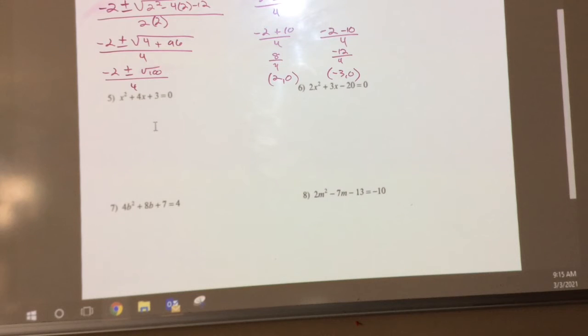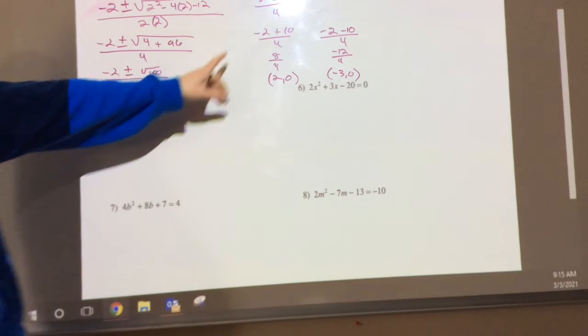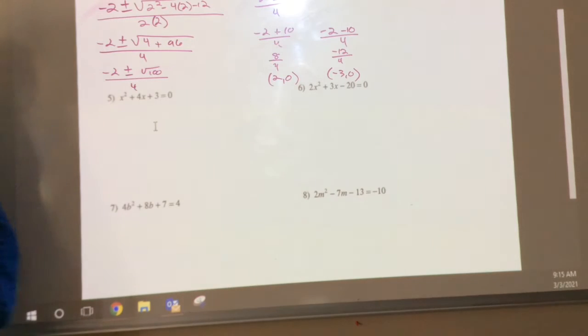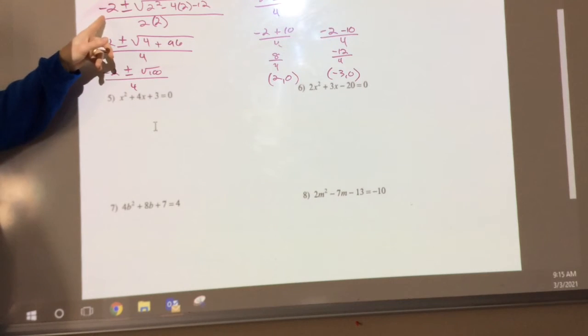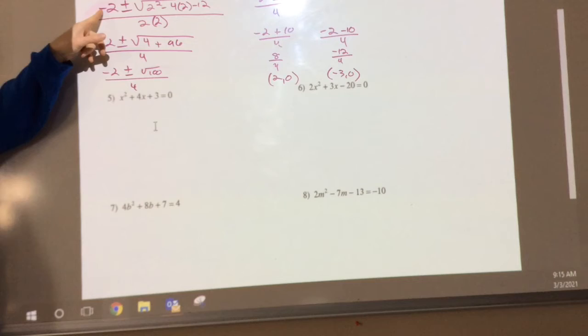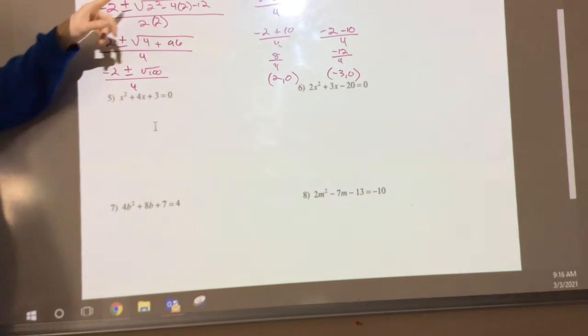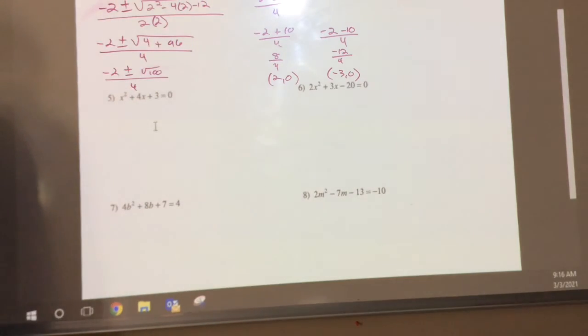So I got 2, 0 and negative 3, 0. Did I lose anybody, or do we feel good about those? I got the opposite. I got 3, 0 and negative 2, 0. That's impossible. So right here, Evan, did you end up with negative 2 plus 10 divided by 4? What did you end up with? I ended up with 2 minus 10. So I think right here you just left off the negative for your b value at the beginning of the problem, in the formula where it's negative b plus or minus.